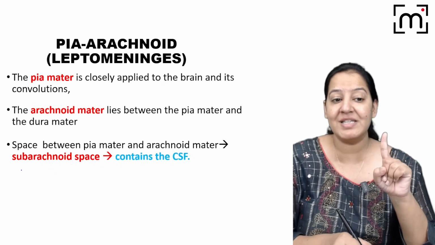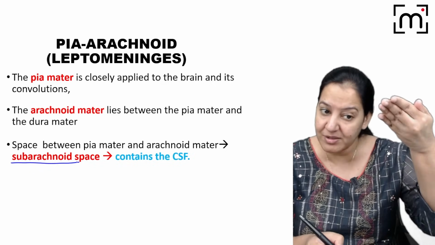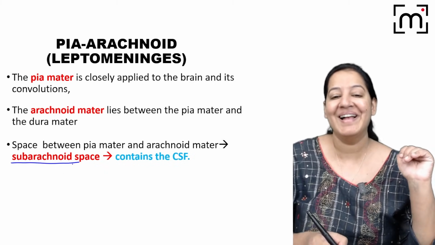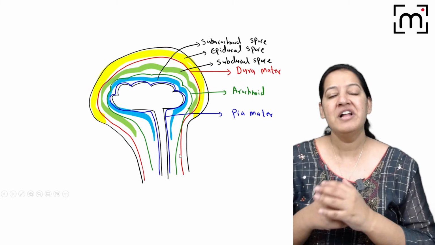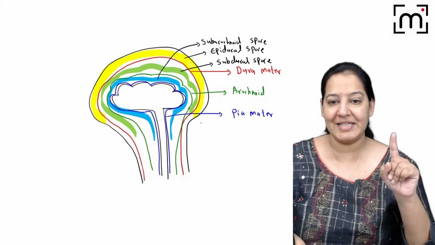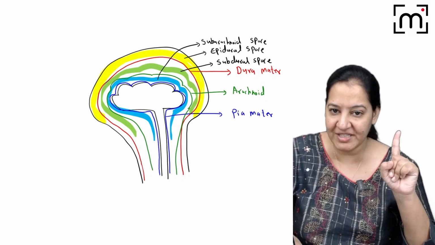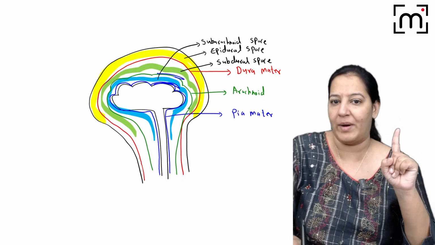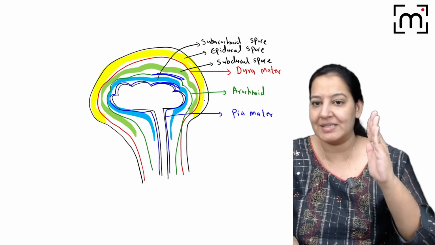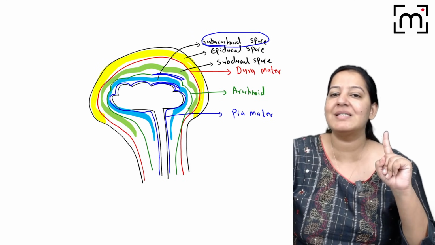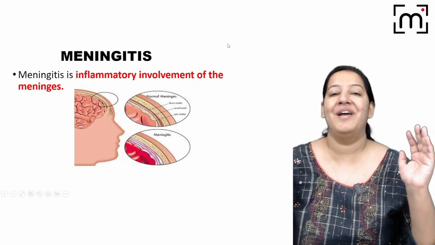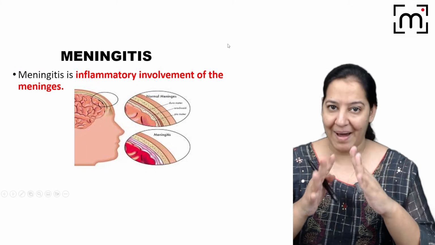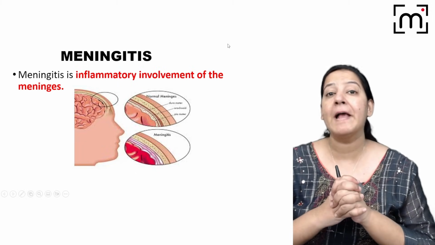That's why this space is known as the subarachnoid space, because it is below the arachnoid, and it contains CSF, the only space which contains CSF. So in this diagram, you can see the space between the pia mater and the arachnoid. The blue colored space is the subarachnoid space, and it contains CSF.